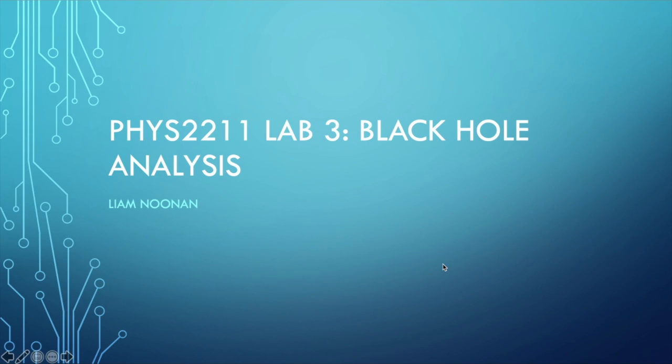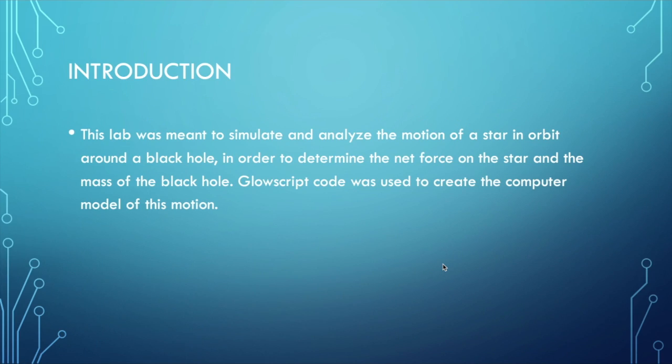This is lab 3 involving black hole analysis. Just for introduction, this lab was meant to simulate and analyze the motion of a star system in orbit around a black hole in order to determine the net force of the star and the mass of the black hole. And VPython code was used to create the computer model of the motion.